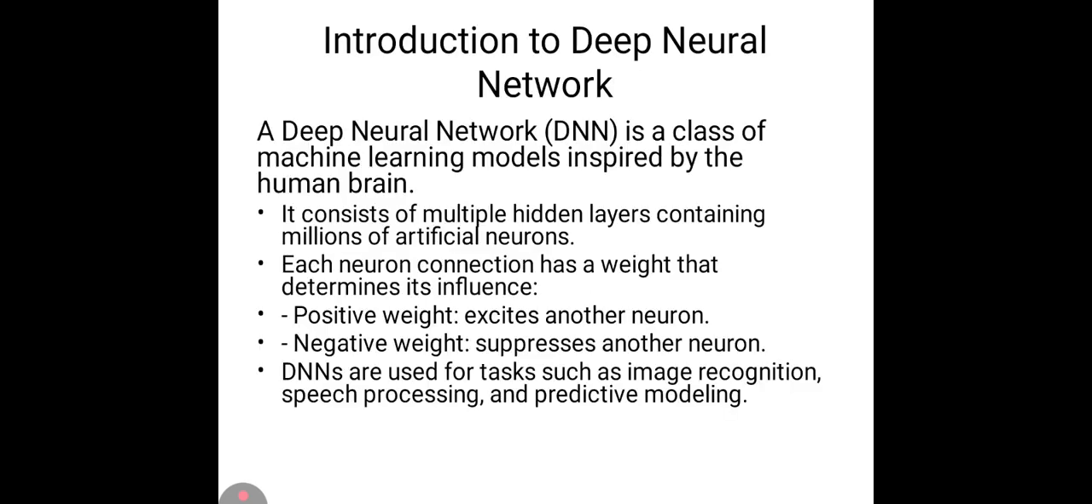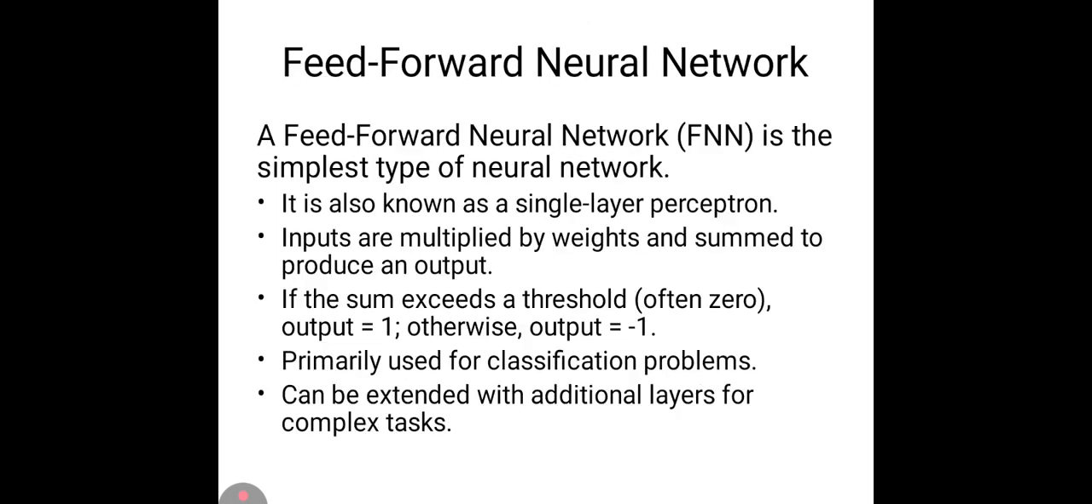Next, let us look at the simplest type of neural network, that is the feed-forward neural network. It is also called a single-layer perceptron. Here the information always moves forward from input to the output with no loops. The inputs are multiplied by weights and added to produce a single value. If this value crosses a certain threshold, the network output is 1, otherwise the output is -1. This type of network is mainly used for simple classification problems. When we add more layers, it becomes capable of solving more complex tasks.